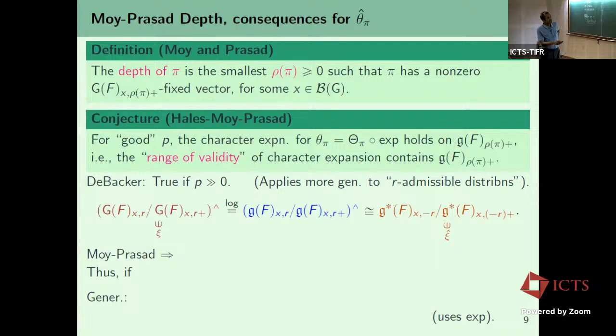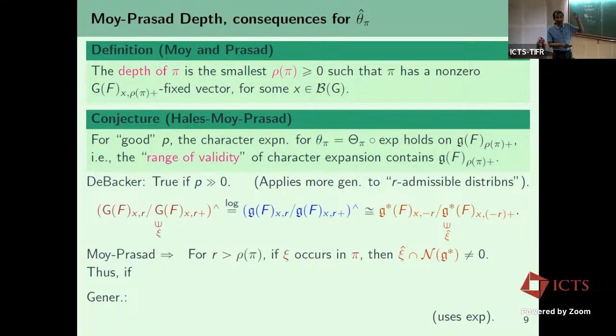So this is a natural setup to consider questions like what we saw with Harish-Chandra's strategy earlier. What Moy-Prasad show is that if r is greater than the depth of pi, and if this character psi of G(F, x, r) occurs in pi, then what can you say about the corresponding coset in the dual Lie algebra? It has to meet the nilpotent cone. So this is how information can be extracted from the depth into something involving the nilpotent set. That is, I hope, related to Professor Rajan's question.